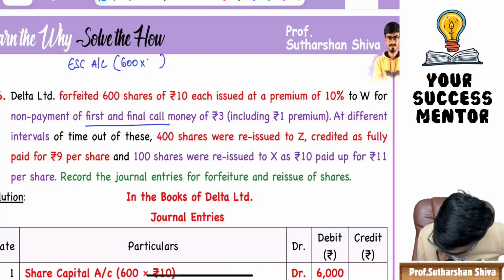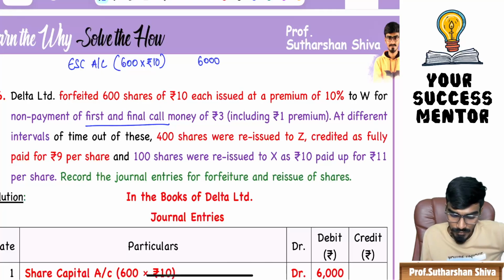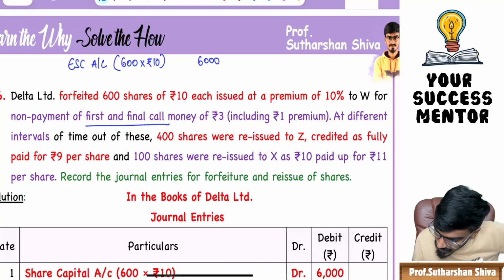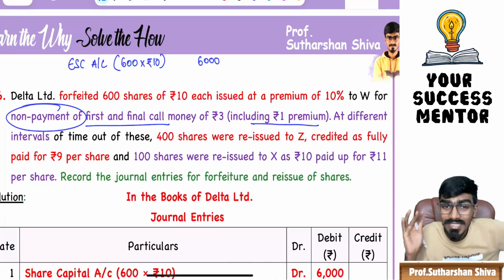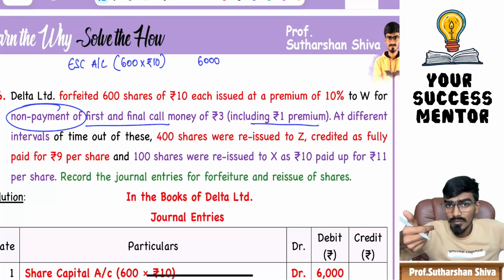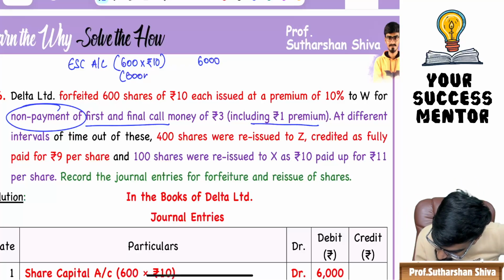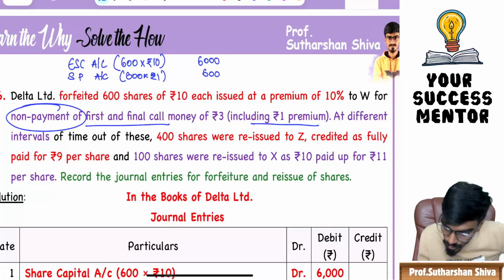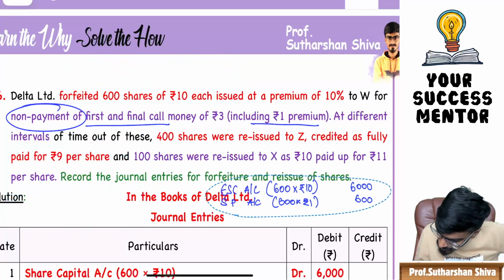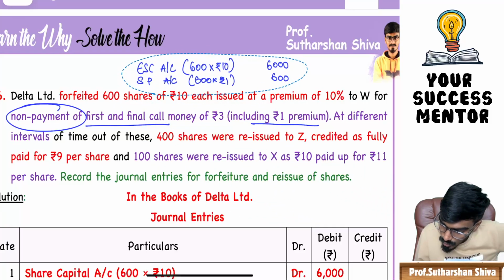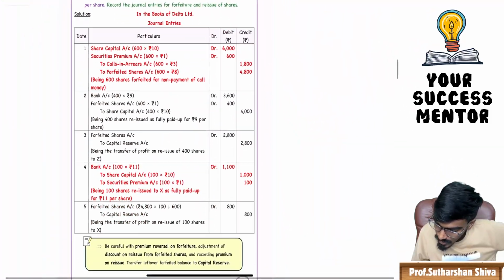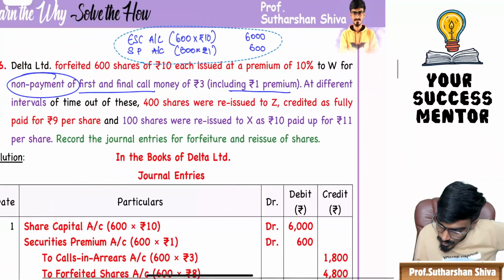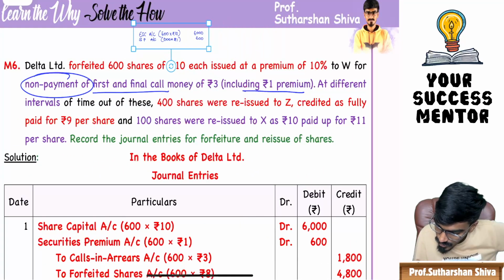So 600 into 10 rupees. The rupee symbol is very crucial. 600 into 10 rupees will give you 6,000. Now they clearly say there is non-payment on securities premium. That 1 rupee securities premium I need to reverse, so it is 600 into 1 rupee, which gives you 600 to the extent of securities premium. Here I am not getting space, so I will try to shorten this.